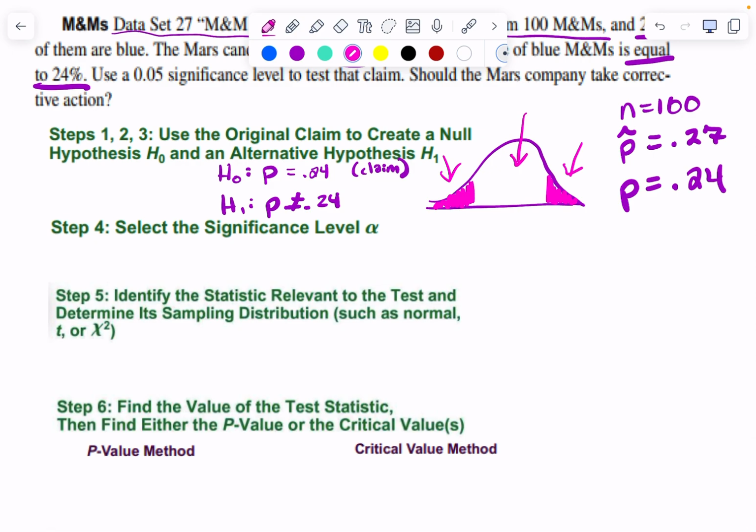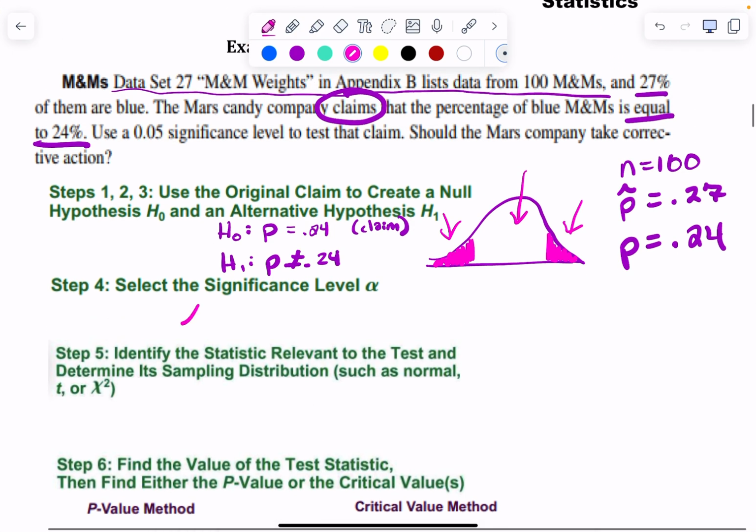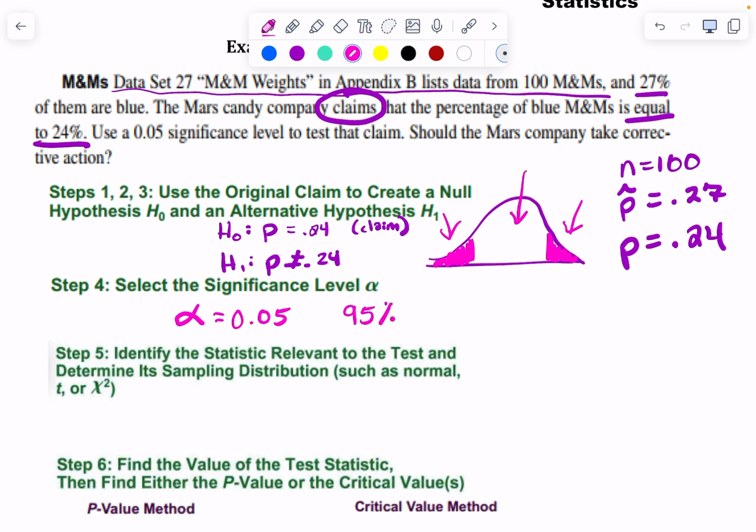So select the significance level. What's my alpha level? They tell you. 0.05. That's my significance level. We have to have that. That is kind of like saying 95% confidence, which we're going to use later because it will tell you where these marks are at. They have to tell you what you're using.